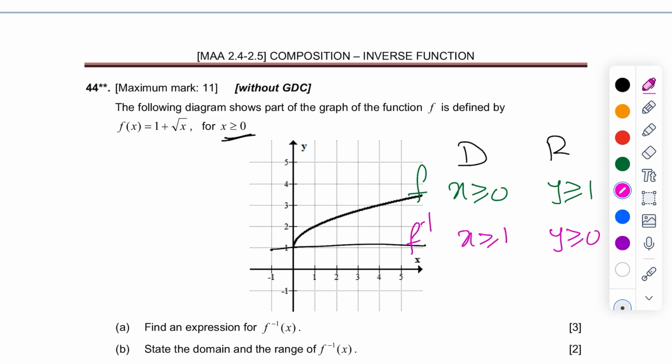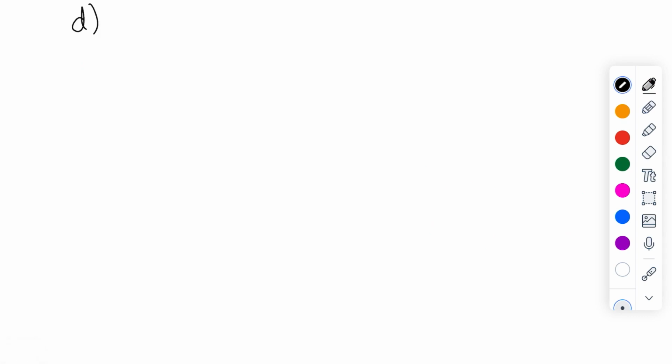On the same diagram, sketch f inverse of x. So it may be looking this way approximately. Coming to part D, he's telling that f of x equals f inverse of x. Find the value of x.